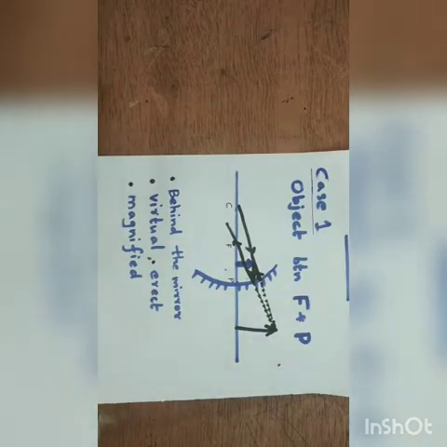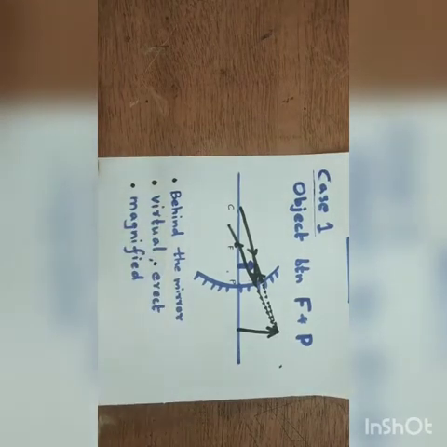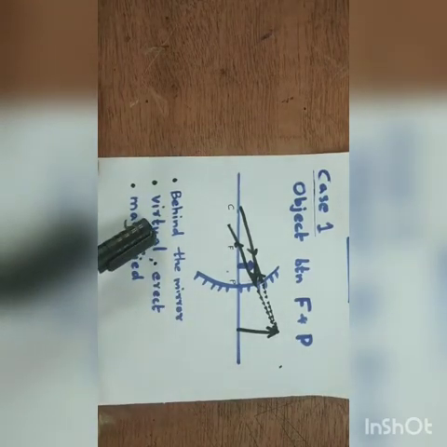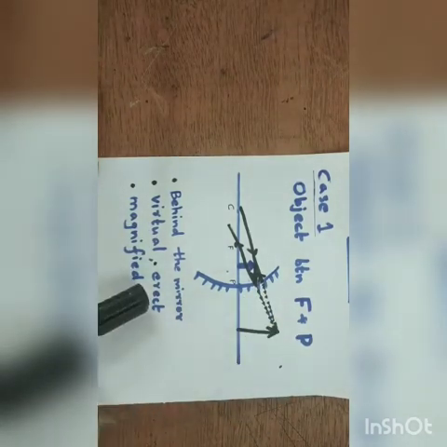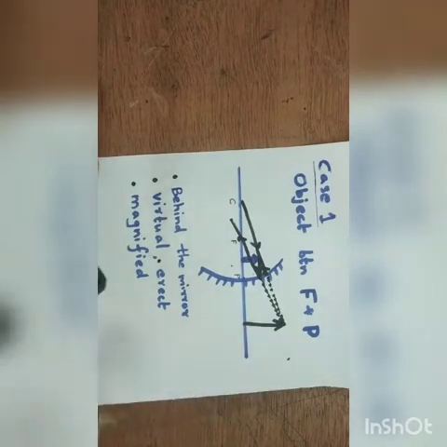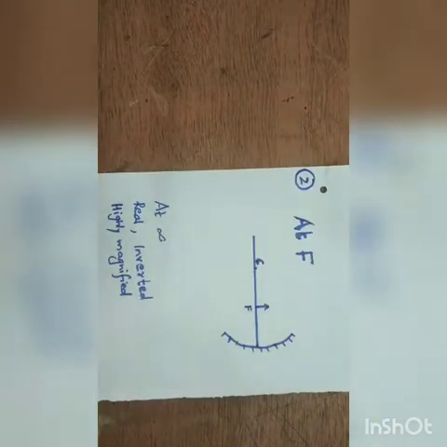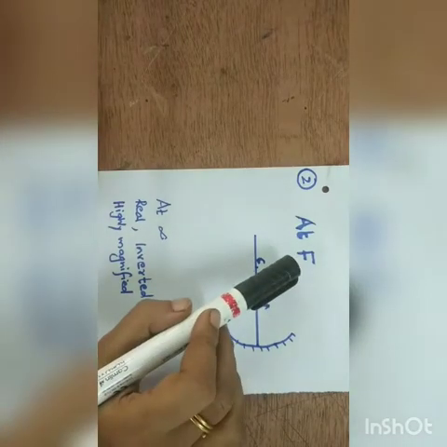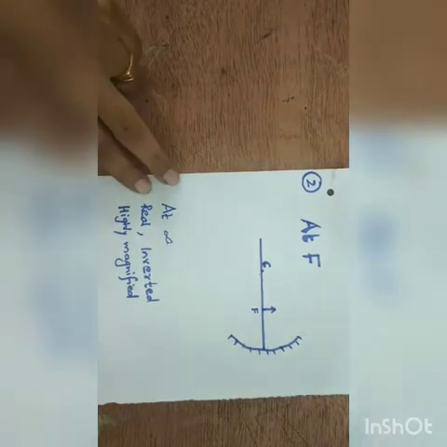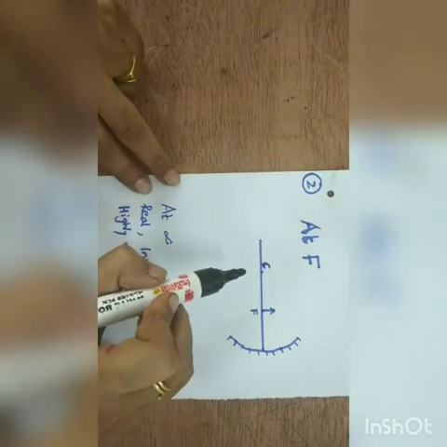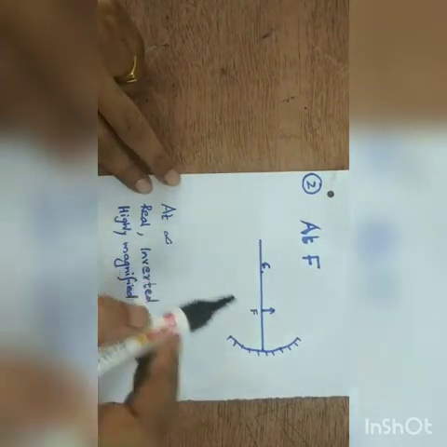Now let us see what the characteristics of the image formed are. The image is formed behind the mirror. It's a virtual image, that means the rays of light are not actually meeting. It is erect or upright, and the image is magnified. Next, when the object is placed at the focus, let us find out where the image is formed.